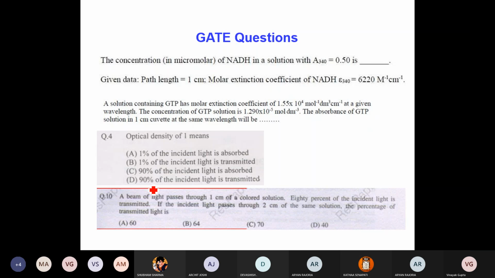Sir, we will get a 0.19. Yes, 0.19. No units. Yes, with no unit.